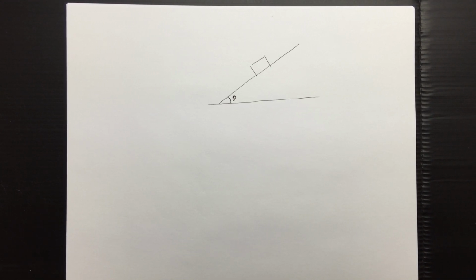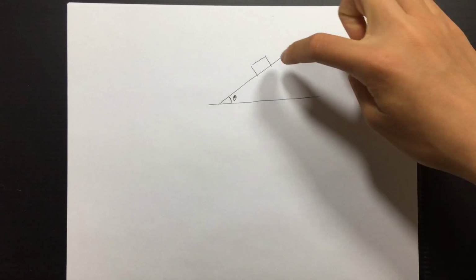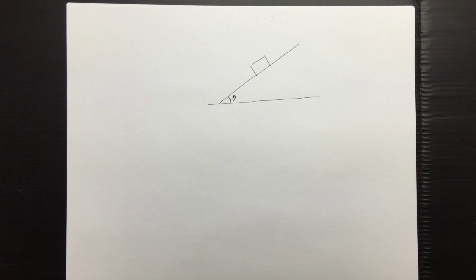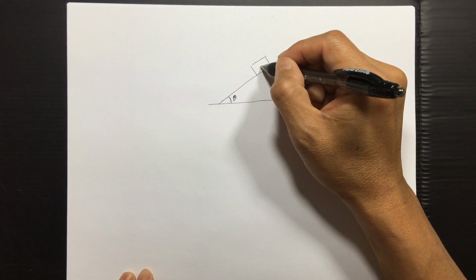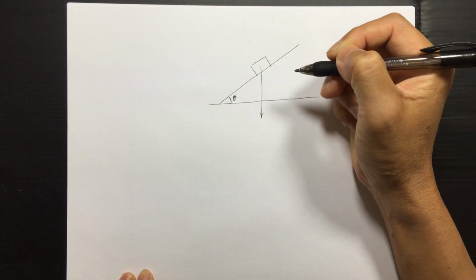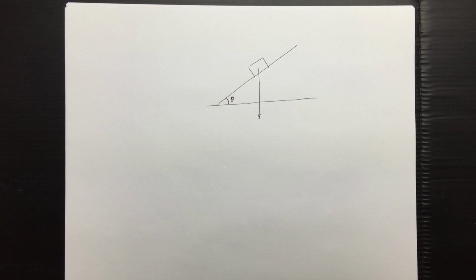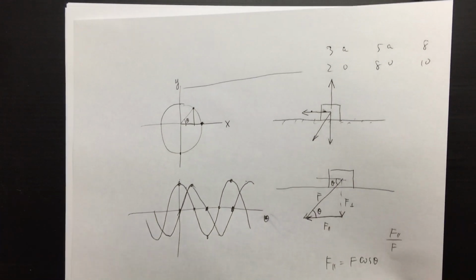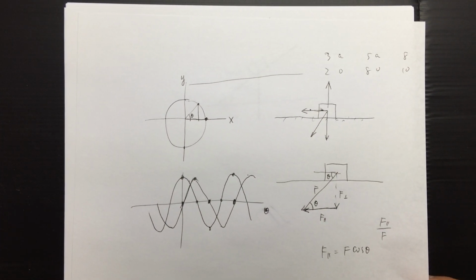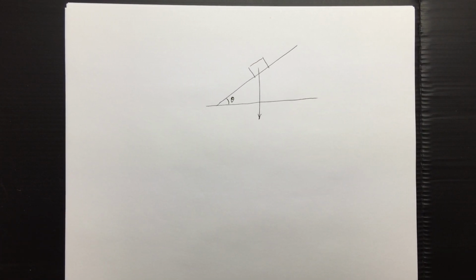What's the force on this thing? Gravity is pulling it down. Gravity points down, very good. And that gravity is composed of what and what? Remember this? It's like you're pressing this thing at an angle, right? So gravity is composed of what? Or you can separate it into what?